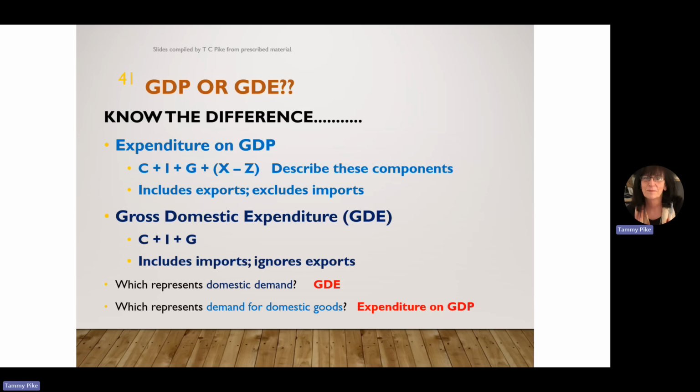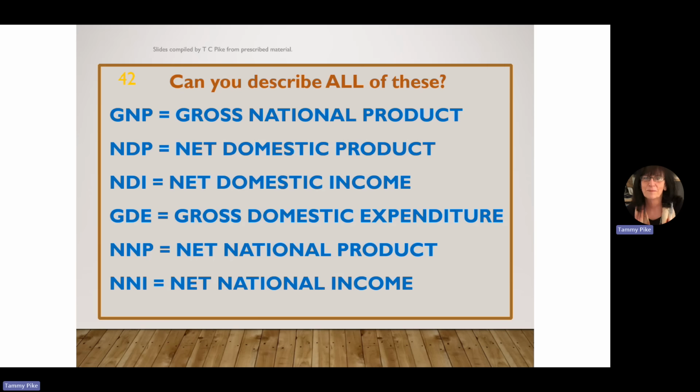Which represents domestic demand? It is GDE. And which one represents the demand for domestic goods? That is expenditure on GDP. Incidentally, when we are just talking about GDP, as you'll see at the top here, it is correctly termed expenditure on GDP, but often we don't say it in full. So when we just generally talk about GDP, we're actually talking about expenditure on GDP, all right? There, folks, are all your different abbreviations.